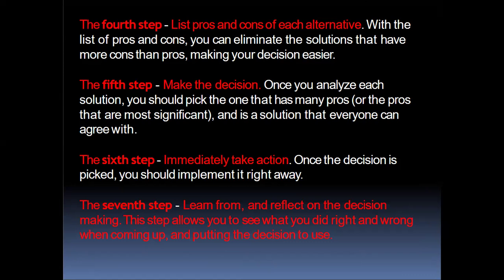And the fifth step is to make the decision finally. Once you analyze each solution, you should pick the one that has many advantages relevant to the organization's development. Sixth step is to immediately take further action. Once the decision is picked, you should implement it in the right way. Then the seventh step, learn from past experience and reflect on the decision making. This step allows you to see whether what you are doing is right or wrong. So these are the 7 different stages in the decision making process.